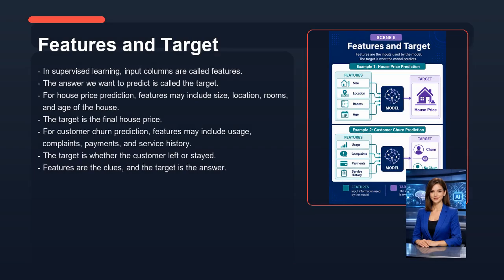Now let's look at features and target. In supervised learning, input columns are called features. The answer we want to predict is called the target. For house price prediction, features may include size, location, rooms, and age of the house. The target is the final house price. For customer churn prediction, features may include usage, complaints, payments, and service history. The target is whether the customer left or stayed. Features are the clues, and the target is the answer.